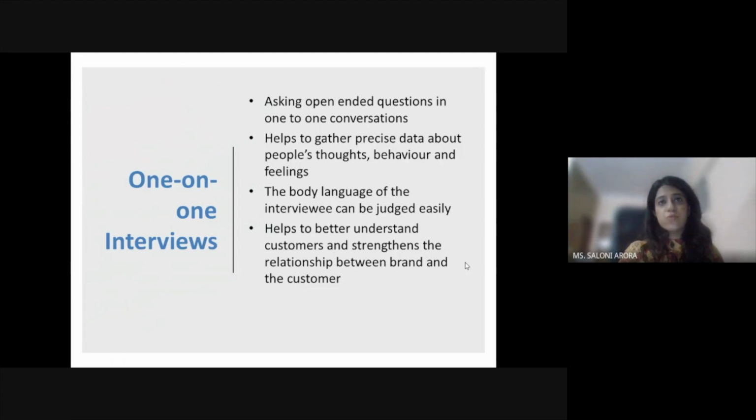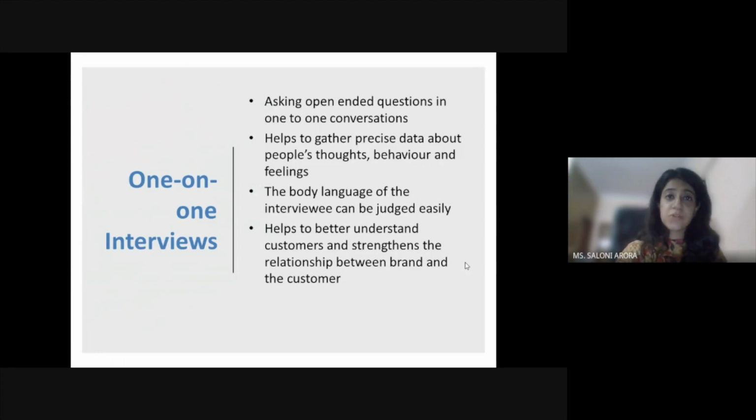Now, how are they useful? How are one-to-one interviews useful? Or how can you extract data or how can you analyze them? Because you're asking a decent set of open ended questions, they will help you to gather precise data about the thoughts, behavior, and feelings. As I told you, when I ask you about a particular question, you seem very comfortable. But if I ask you something else, which you might think is personal, you might not feel comfortable. That is going to give me an idea about how you think, how you behave, and how you react to different situations.